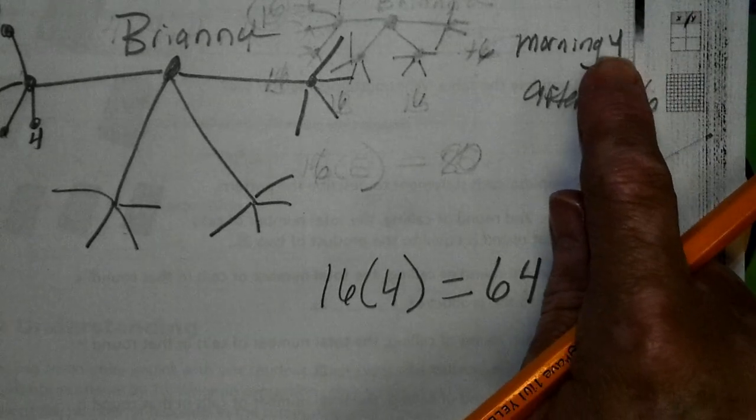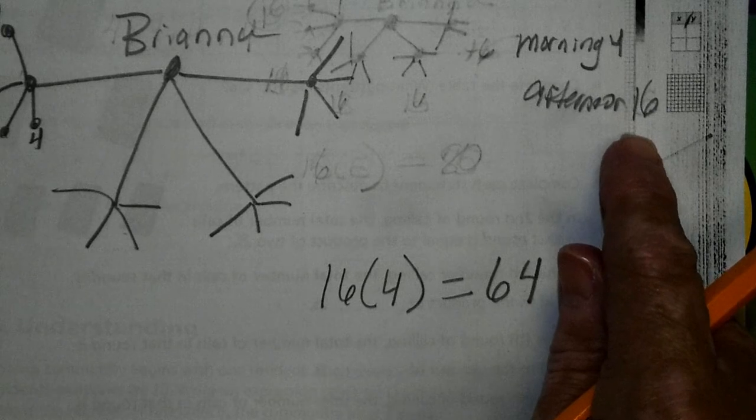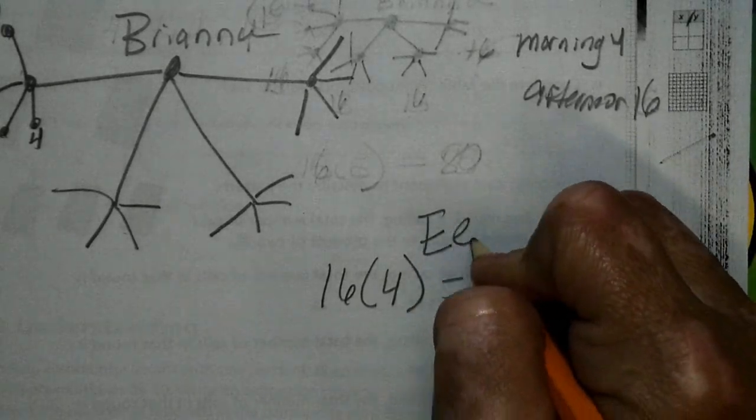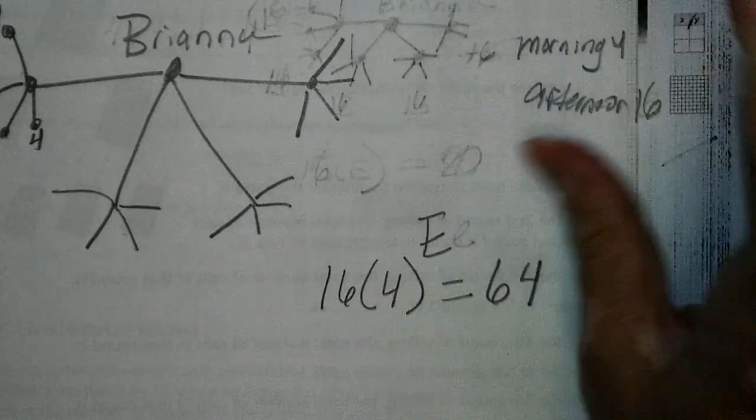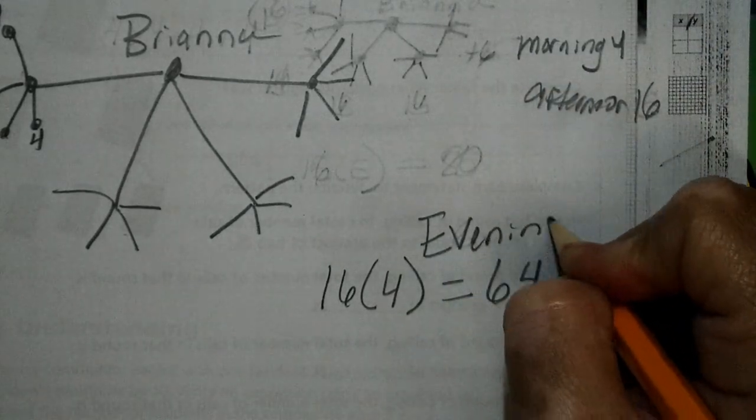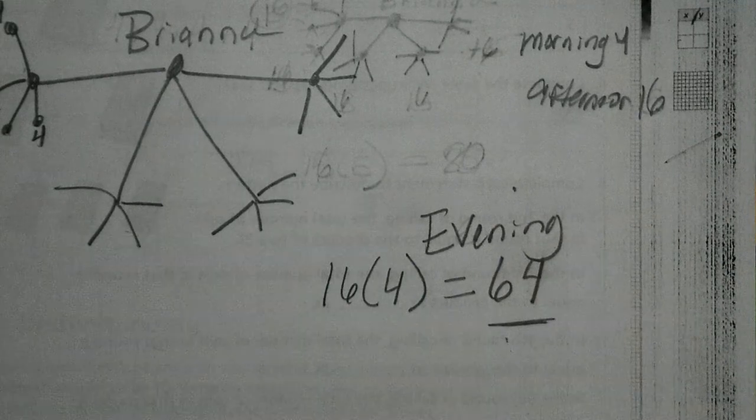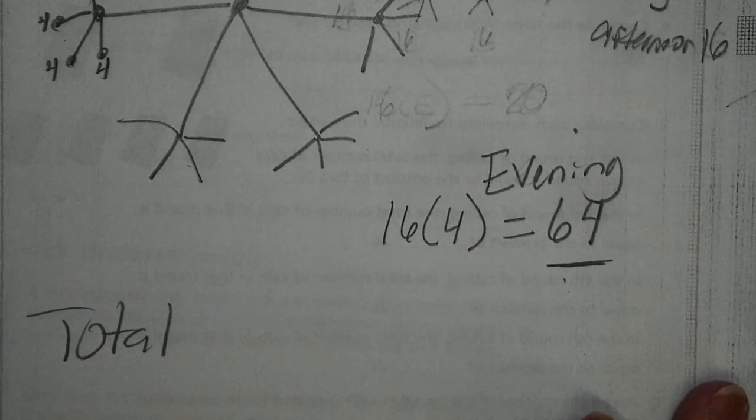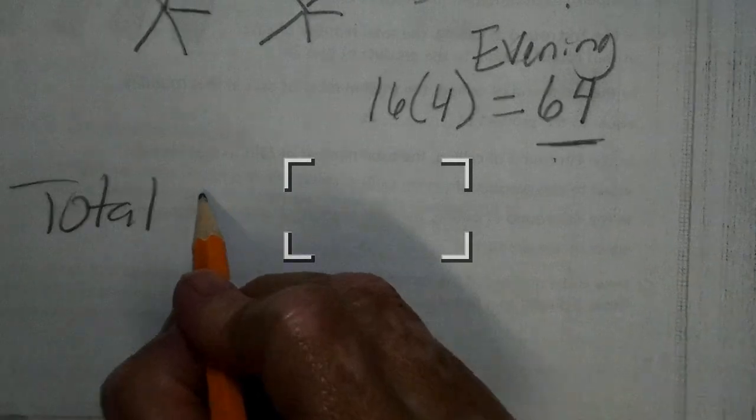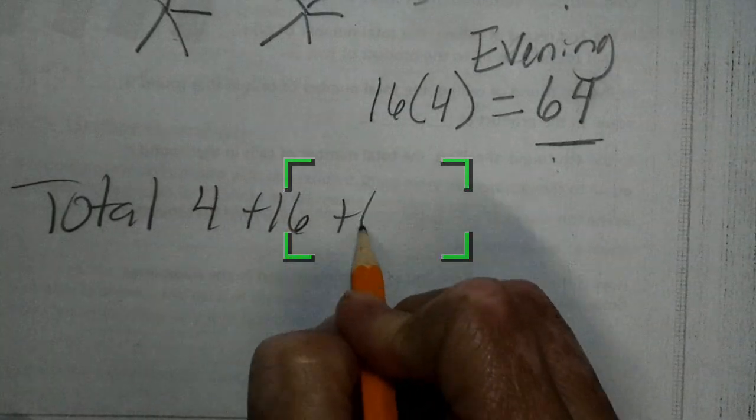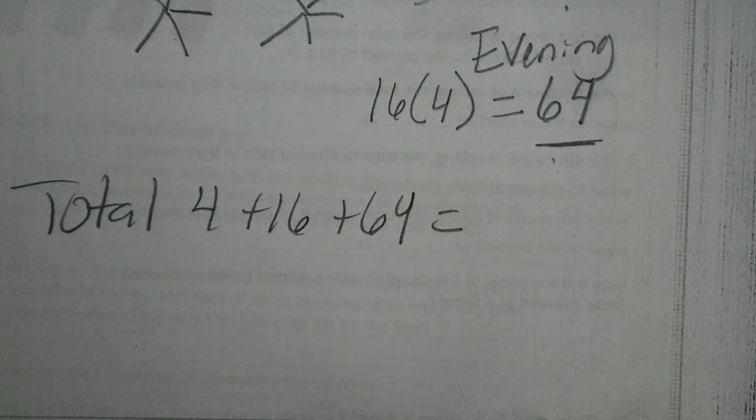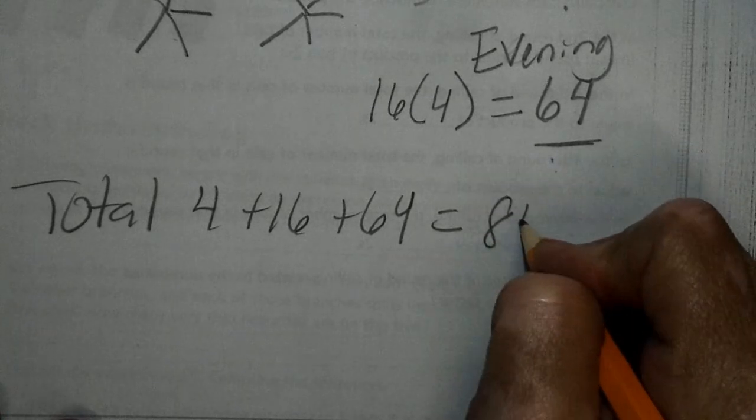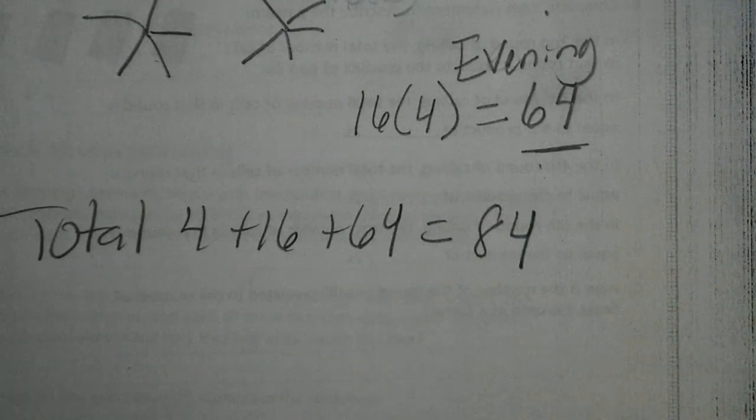So in the morning it was 4, in the afternoon it was 16, and in the evening, which is what they asked for, right? So in the evening, we had 64 people. If they wanted to know the total, they didn't ask us for the total, but if we wanted to know it, then we would add the 4, the 16, and the 64. And that gives me 84.